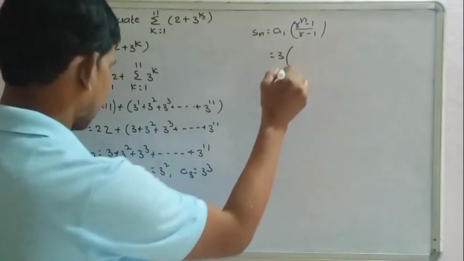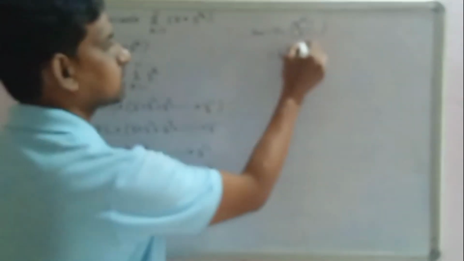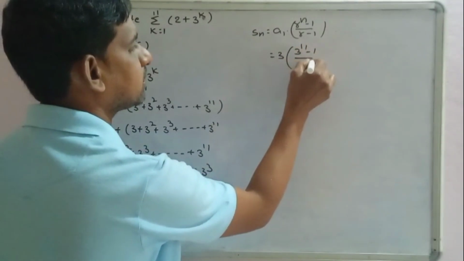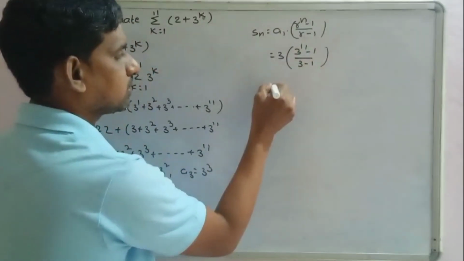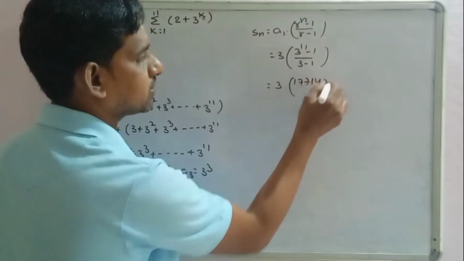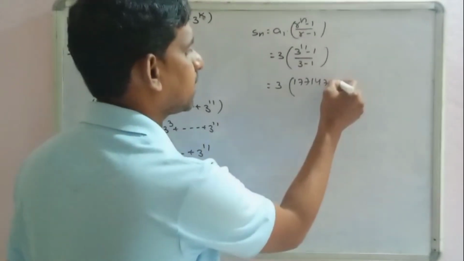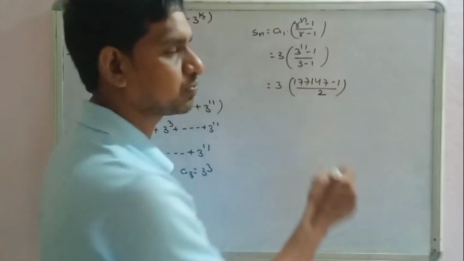3 into R value 3. N value, how many values are there? 11 values. Minus 1 by 3 minus 1. Okay. 3 into 3 power 11 value is 177,147. That means 1,77,147 minus 1 by 3 minus 1, which is 2.